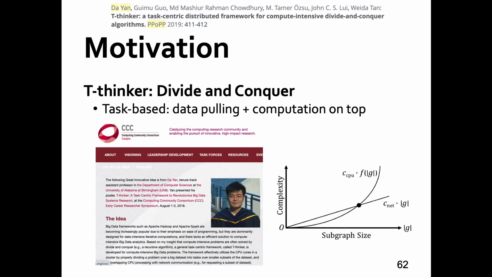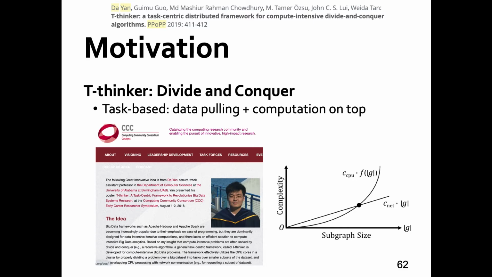The solution is to make the execution engine of a framework compute-intensive by itself. We have proposed a new paradigm called T-Syncer or Task Syncer, which utilizes divide and conquer to achieve compute-intensive execution. The key insight is that a lot of problems can be represented as tasks, while a big task of a big dataset can be decomposed into independent tasks over smaller data subsets for parallel execution.